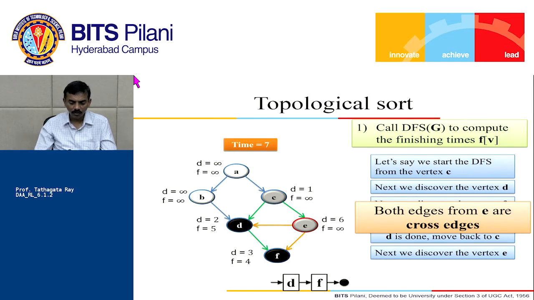Now notice that from E, if you look at this edge going to D, that's a cross edge, right?